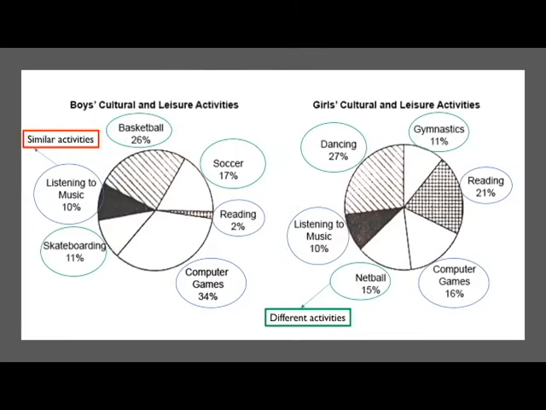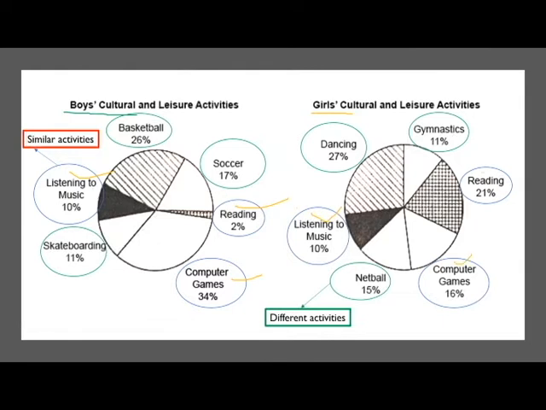When we look at the two pie charts, we can see that they have different parameters or different activities to look at. If I take the boys' cultural and leisure activities, we can see that both the pie charts have similar activities, for example listening to music, reading, and computer games. Boys also listen to music, read, and are involved in computer games. Looking at the girls, here again it's the same. They both like to listen to music, play computer games, and read.